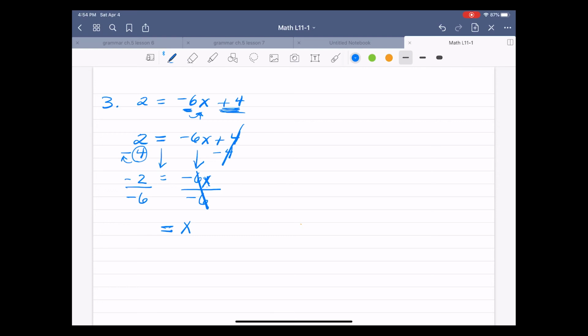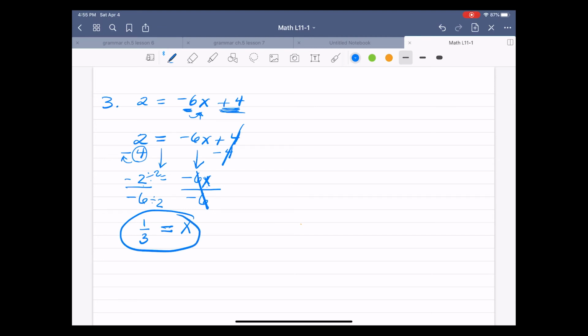Bring everything down and work. Remember, you just keep working back and forth, left to right. Don't skip around, okay? Negative 2 and negative 6 divided. Negative divided by negative is going to give me a positive. And so I'm going to divide by 2, and my answer is going to be 1/3.